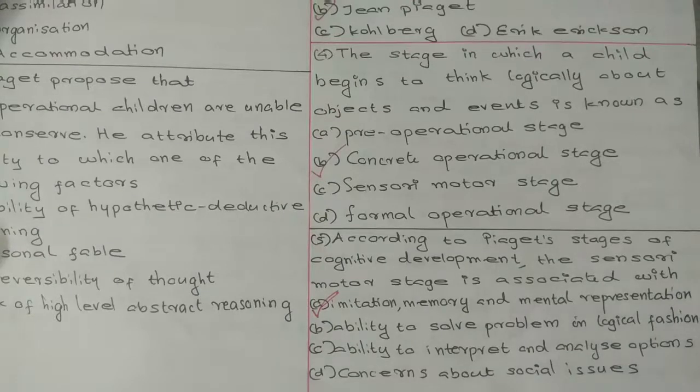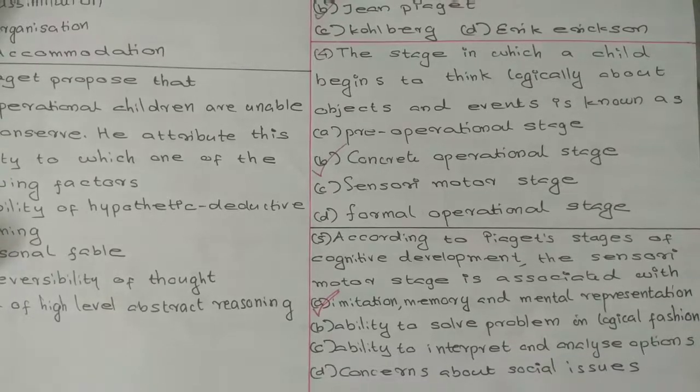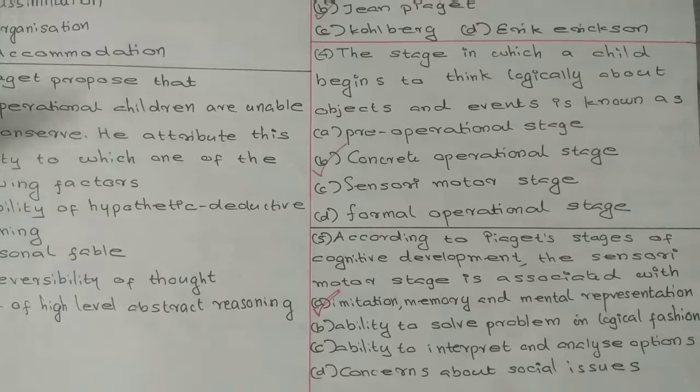Question number 5. According to Piaget's stage of cognitive development, the sensory motor stage is associated with option A, imitation, memory, and mental representation. Option B, ability to solve problems in logical fashion. Option C, ability to interpret and analyze. Option D, concerns about social issues. So the correct answer is option A, imitation, memory, and mental representation.